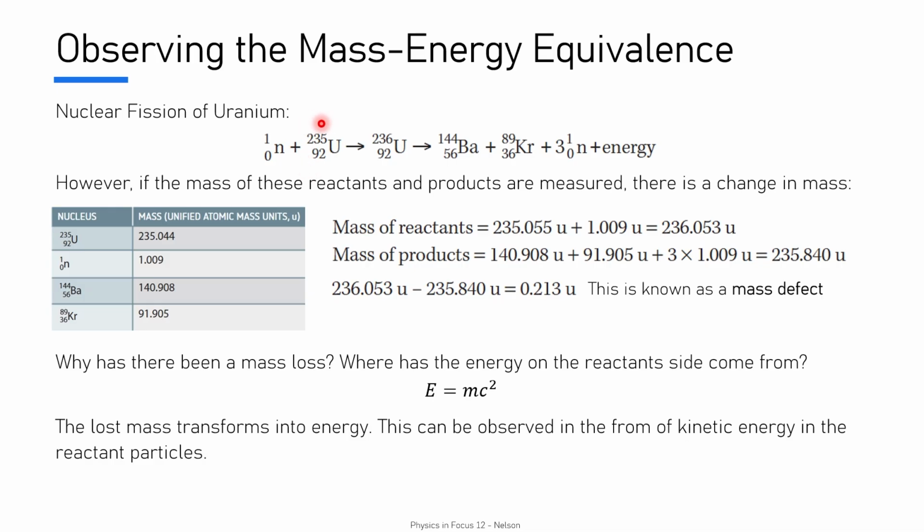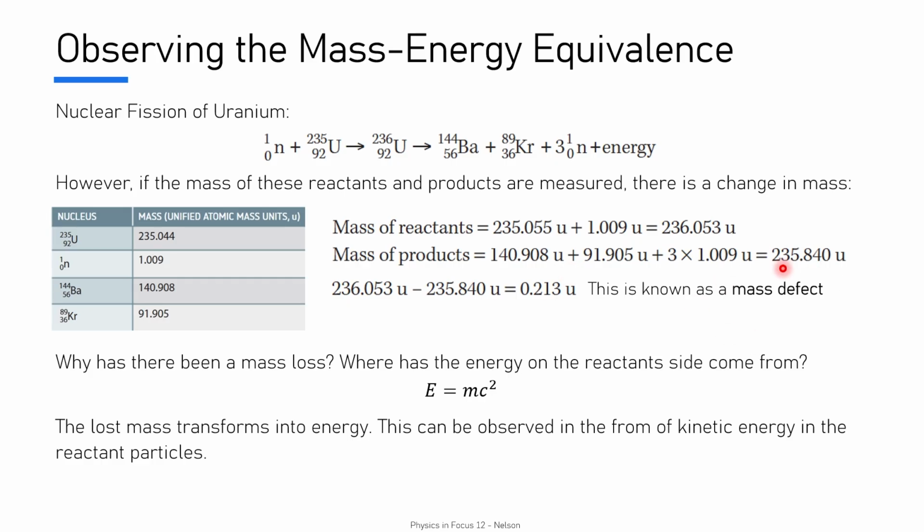So our reactant mass for our uranium-235 and our neutron is 235.044 plus 1.009, and that gives us 236.053. If we were then to add up the mass of our products right at the end, the barium, the krypton, and the neutrons, we find that their masses are 140.908, 91.905, and 3 lots of 1.009 respectively. And when you add them up, we get 235.85 atomic mass units. We should notice straight away that these two totals are different, and that difference is exactly equal to 0.213 atomic mass units.